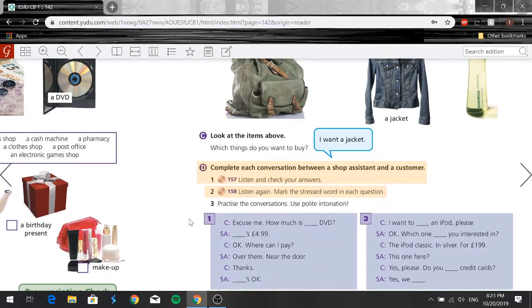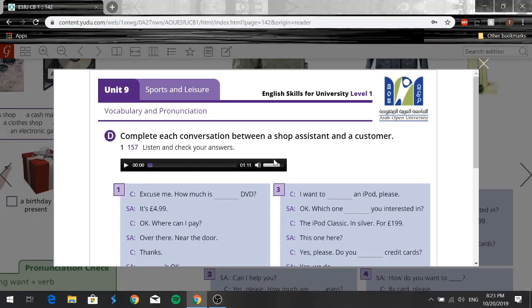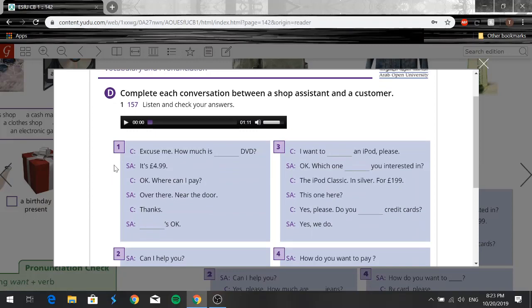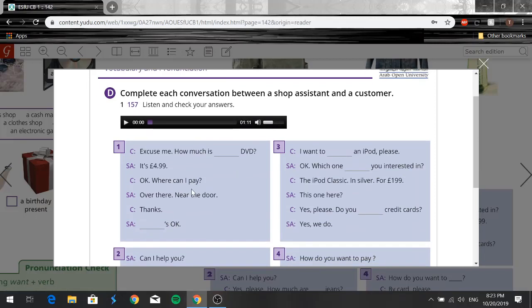Now let's go to exercise D. Complete each conversation between a shop assistant and a customer. Well, this is a really interesting exercise. So here we have one, or actually we should listen before we move on. So I'm gonna listen to these. What I want you guys to do is, I'm not gonna be writing these because it's quite long, a minute and 11 seconds. So I want you guys to take out a sticky note, right? And I want you guys to write some notes, or just write these and check your answers with me after we're done. So here we go, have a listen.